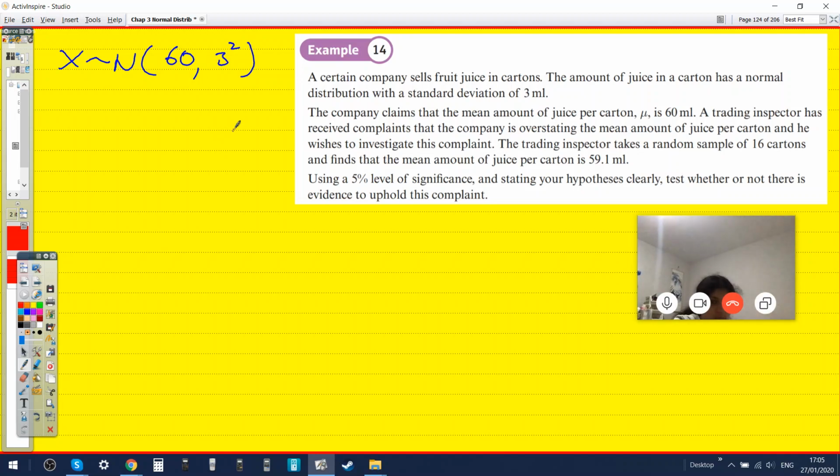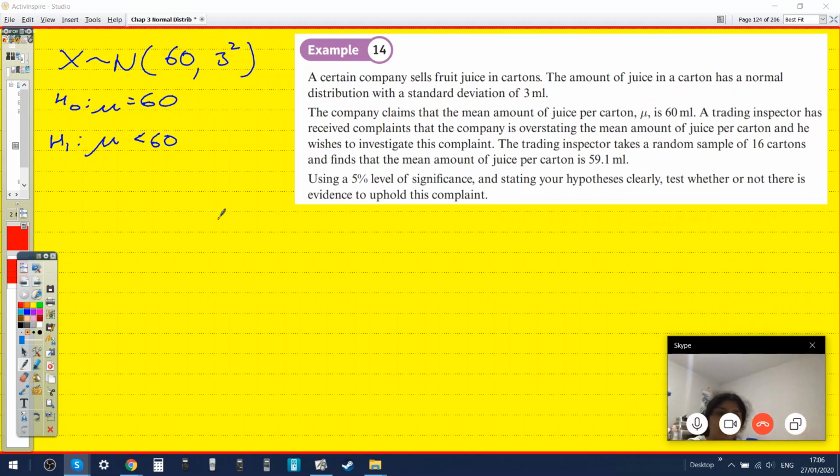So what do we do there? H1 is mu equals 59.1. I just want to see this for a second. It takes a random sample of 16 and finds the mean amount of juice per carton is 59.1. So in that case, I would say H0 would be that mu is 60, and that perhaps H1 is mu is less than 60. Okay. What would we do next?